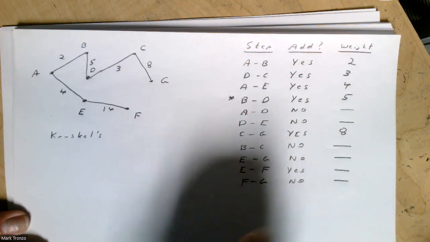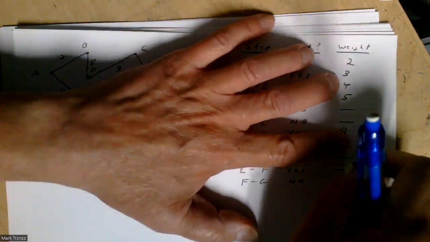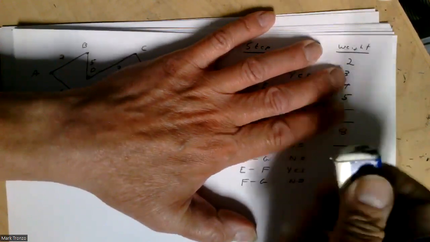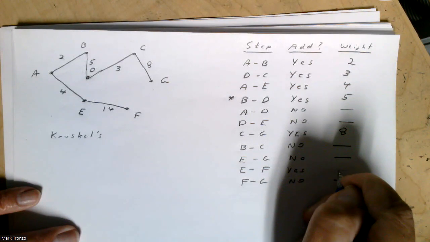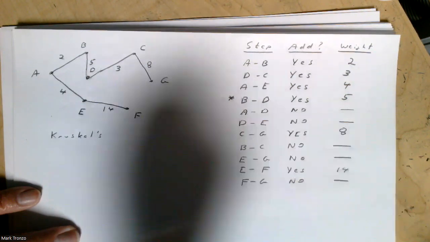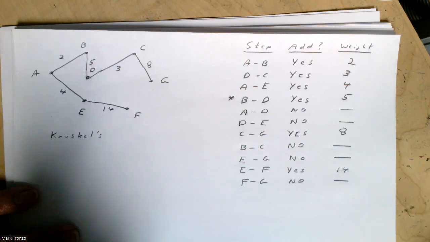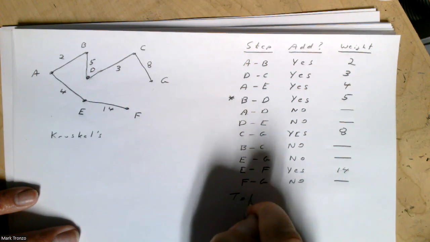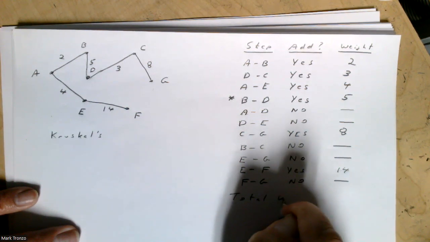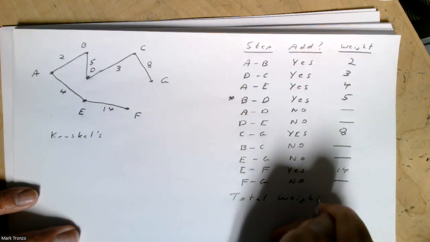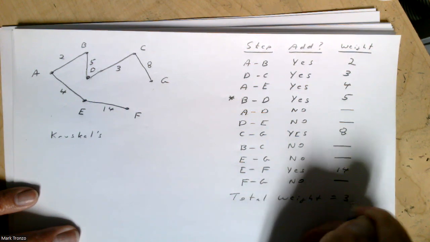Well, actually, I should have put the number for EF right here. This should have been 14. And let's see, 10, 24, 33. Looks like this is 36 again. So the total weight equals 36.